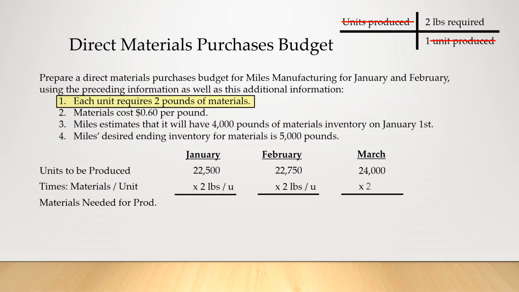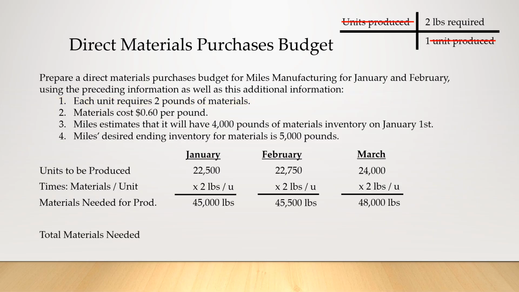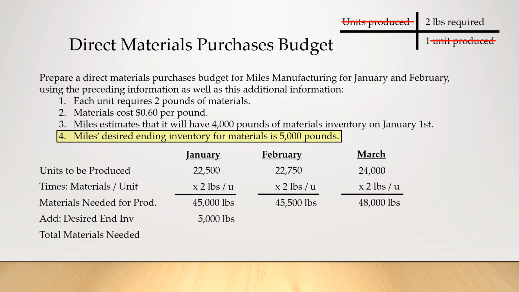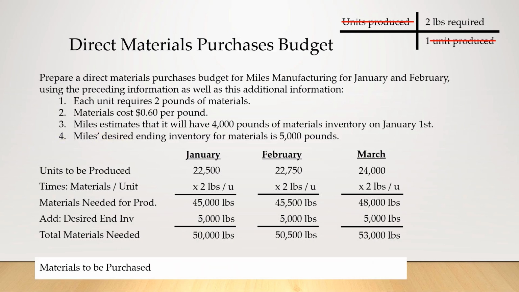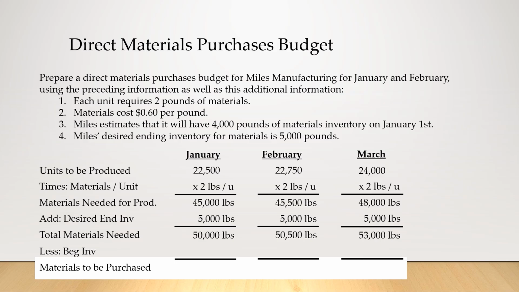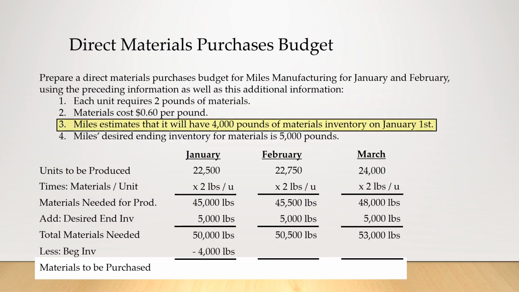Now that we know how many pounds of materials are needed for production, we need to figure out what is our total pounds of material required. It's not the same number as materials required for production because we also need to cover the desired ending inventory of 5,000 pounds. Finally, we can now calculate materials to be purchased by subtracting beginning inventory. January will have a beginning inventory of 4,000 pounds, meaning Miles Manufacturing will need to purchase 46,000 pounds of material.